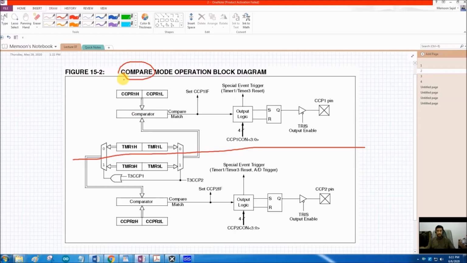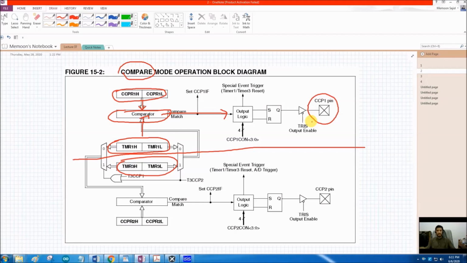What the compare module is doing is comparing the value of the CCP register with either the Timer1 or Timer3 register, and when there is a match, when both of these values are equal, as soon as they are equal, a match signal is generated and an output pin is either set, cleared, or toggled. We can select between any of these three options. So it is doing exactly the same.